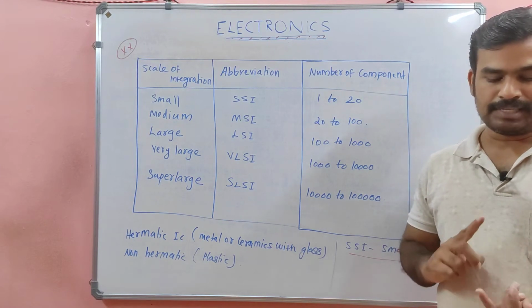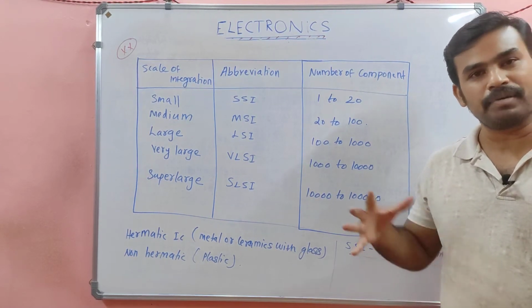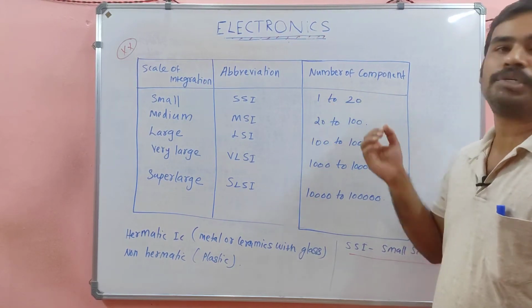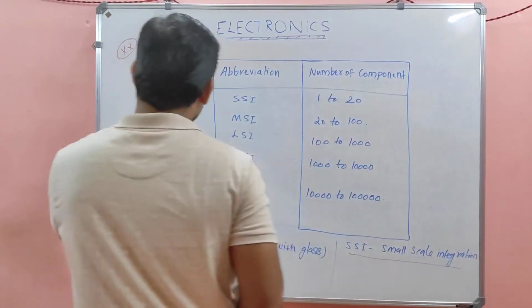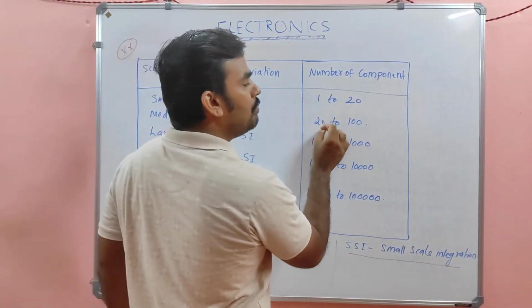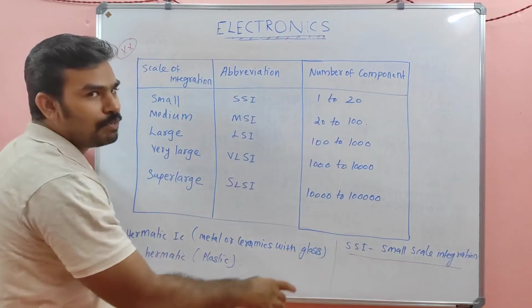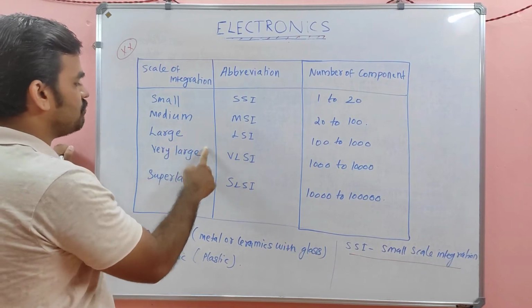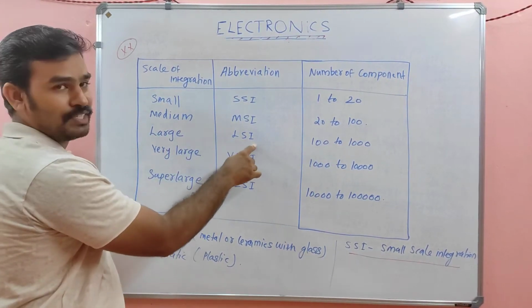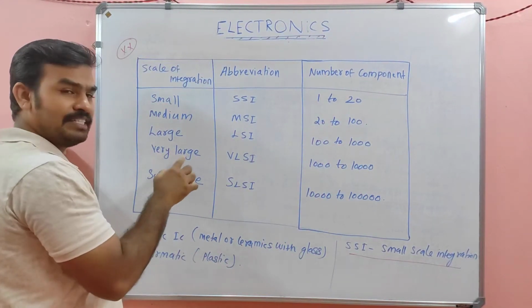That means total resistors, capacitors, transistors, diodes, everything. The total component count will be simply 1 to 20. Next is medium, MSI, medium scale integration. The component number will be 20 to 100. And the next is very easy to remember: medium, large, very large, super large. After medium comes large, so large scale integration, LSI. It will be 100 to 1000. After large, it's very large.